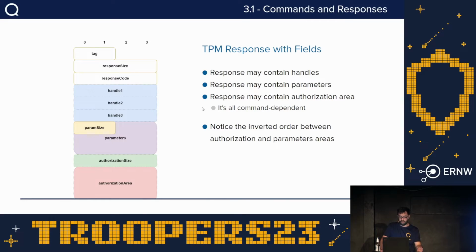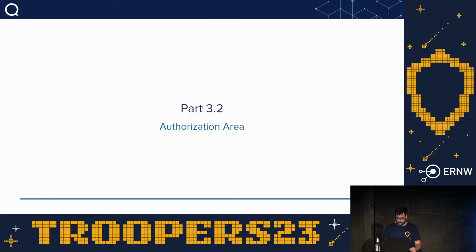variable-sized and optional parts. The interesting part, and don't ask me why, but in the response, as you can see, the parameters come first and the authorization area comes after. I don't know why, but it's in the inverted order if you compare it to the requests. So let's dig a little bit into the authorization area, because it will be relevant for the bugs that we are going to see.